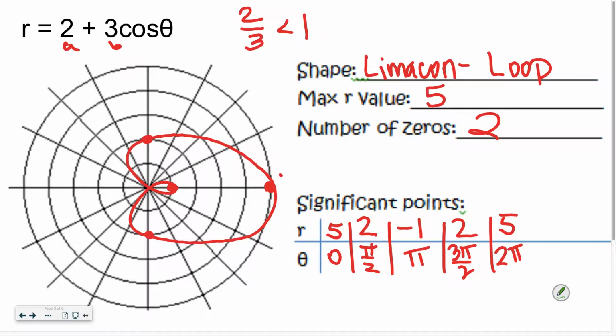Okay. Before we move on to the next one, is there something that I need to clarify for you? So we just use the same 5 points for theta every time. Yes. Anytime you have a limacon, these are the 5 values you're plugging in for theta. Nice, right? Don't have to think out of the box at all.